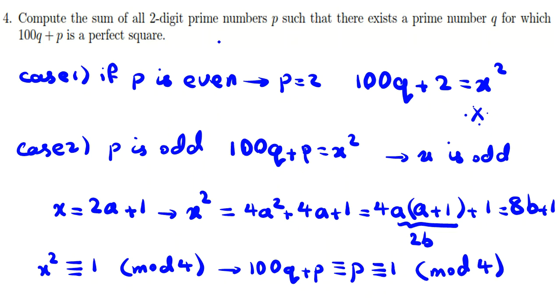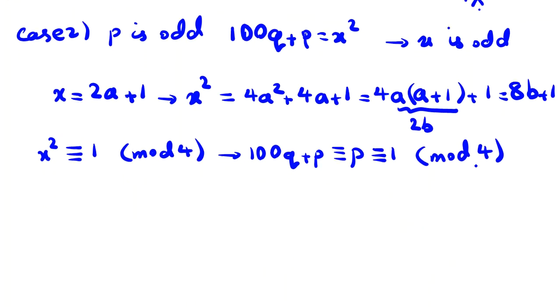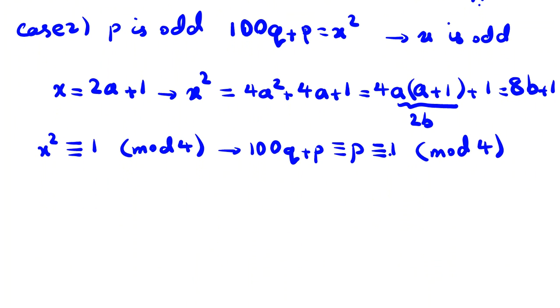Okay, so here it says the sum of all two-digit prime numbers p such that there exists q. So p can only be two-digit prime numbers, and it must be congruent to 1 mod 4. If I check, let's start from the first two-digit primes. 11 is 4k plus 3, so it is not good. 13 is good, 4k plus 1. 13 plus 4, we add by 4 because it must be 1 mod 4, so 17 is good.